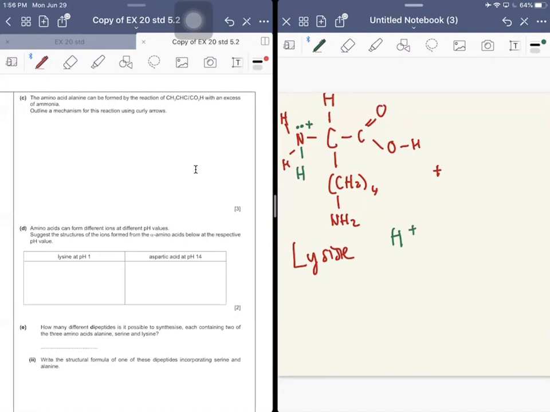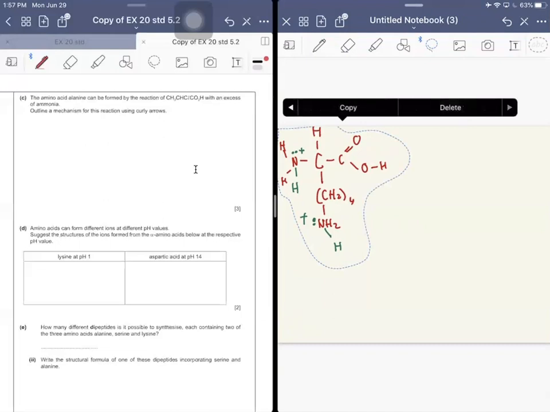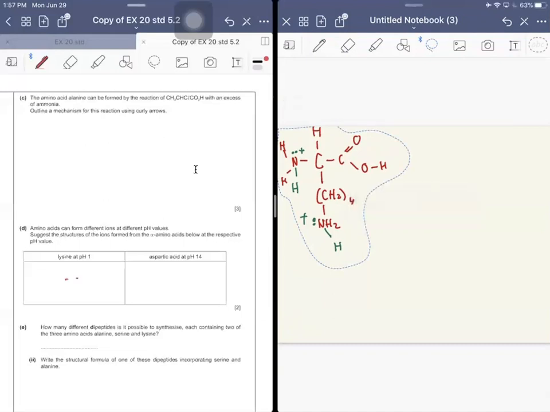But do not forget the NH2 in the R group is also a base because it has a lone pair. Same thing, another H plus will be attached to the nitrogen, which gives that nitrogen a positive charge. So this is the form of lysine at pH 1. Overall, lysine at pH 1 has a charge of +2. I hope you can see that.